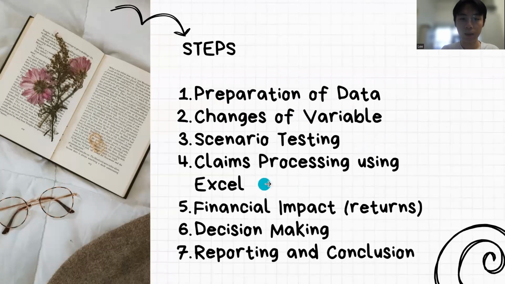The fourth one is the claim processing by using Excel. Later we will demonstrate it on Excel by calculating the payoff, annual premium, and also the expected return. The fifth one is the financial impact. We calculate the expected return to see which interest rate is suitable for the insurance company to choose if they need to maximize their profit. Six is the decision making, and the last will be the reporting and conclusion, which is the summary.